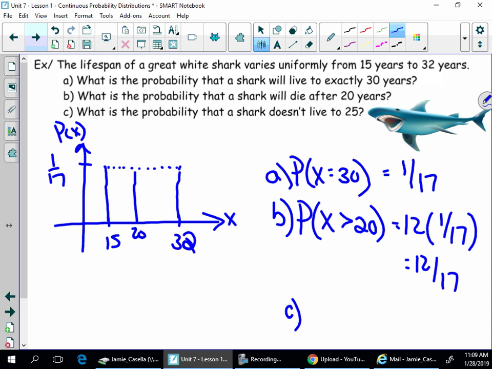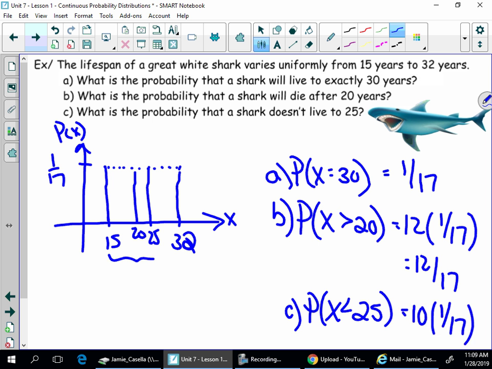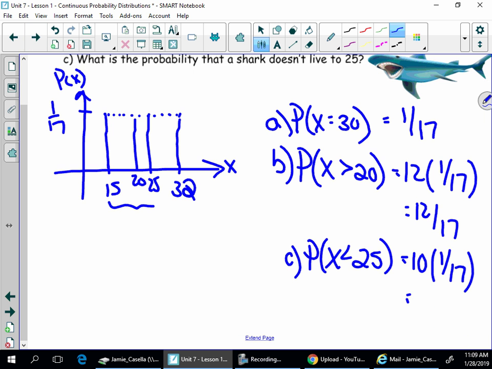C, probably the shark doesn't live to 25, so it dies before 25, so it lives to less than 25. 25 is about here. I've got 10 choices, each of which is 1 out of 17. What's my likelihood? 10/17. Okay. And if you want to use decimals or fractions or percents, I'm totally fine with those. The last one there is 0.588. But the big thing here is I have to recognize some wording. That's going to come up a lot in the next unit. Uniform means equal. It means it's a rectangle, each of which is equally likely.